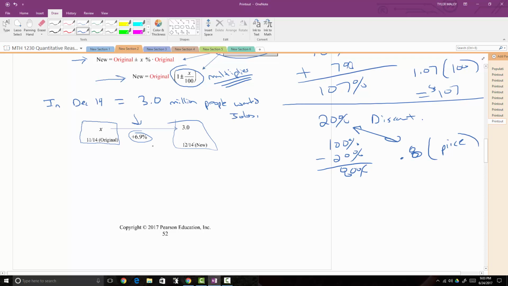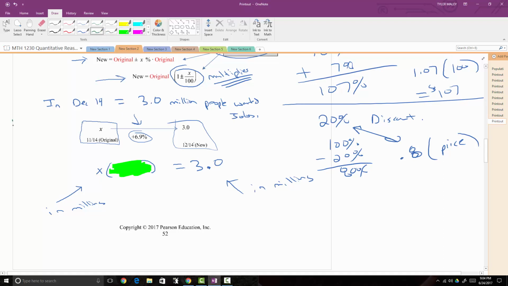So we can try to figure this out. If you think about this in terms of the multiplier, I had some x value, and then I multiplied by some factor here to get my new value. We were told for December 14, 3 million. So here I'm just going to put 3.0, but we just need to understand that this x will be in millions, since this is also in millions. So I need to figure out what goes here in this green.